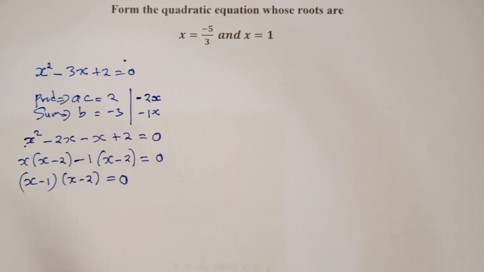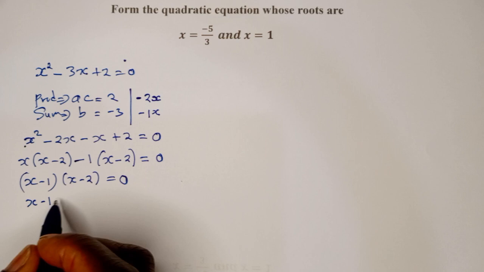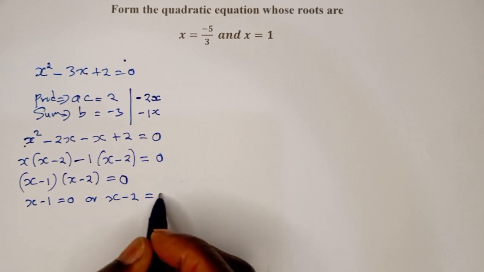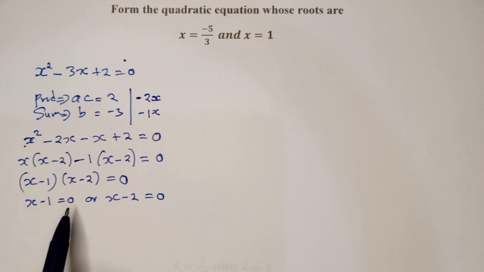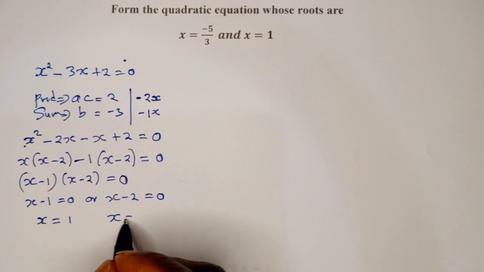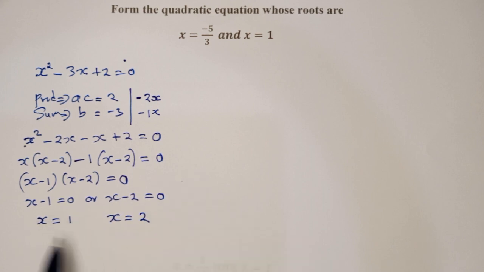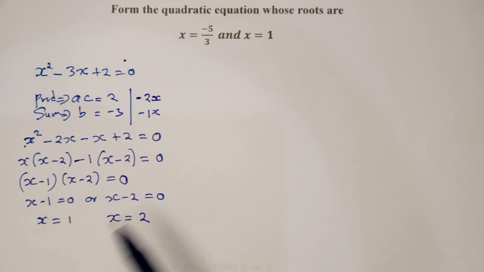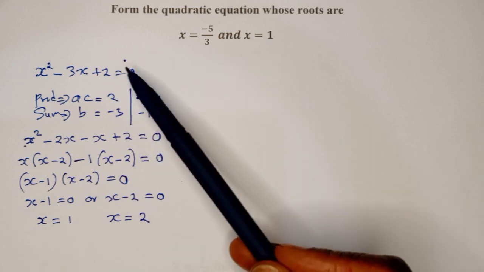That means this one equals 0, or this one equals 0. So it's the same as x minus 1 equals 0, or x minus 2 equals 0. When x minus 1 equals 0, it means x equals 1, and when x minus 2 equals 0, it means x equals 2. So these are called the roots of this quadratic equation. When you're given these roots, we can do the reverse and go back to that equation.